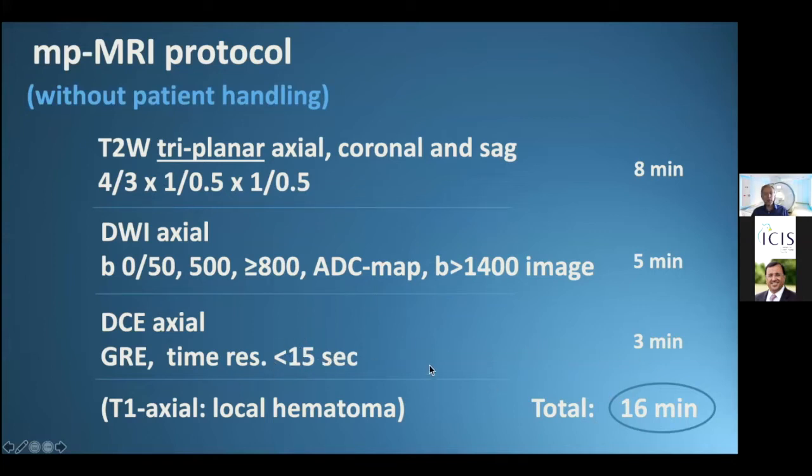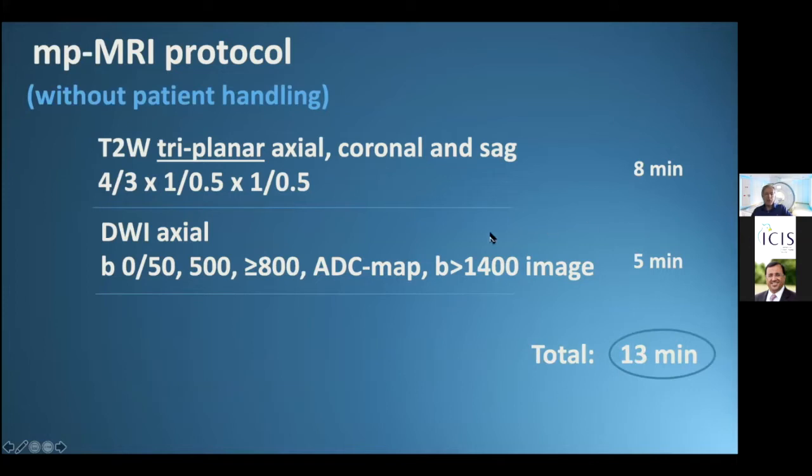Total examination time, more than 15 minutes, about 16 to 20 minutes. If you reduce here contrast, it's 30 minutes. And if you reduce 2 sequences, it's 8 minutes. So if you then add the on and off table time, you have 4 patients per hour.